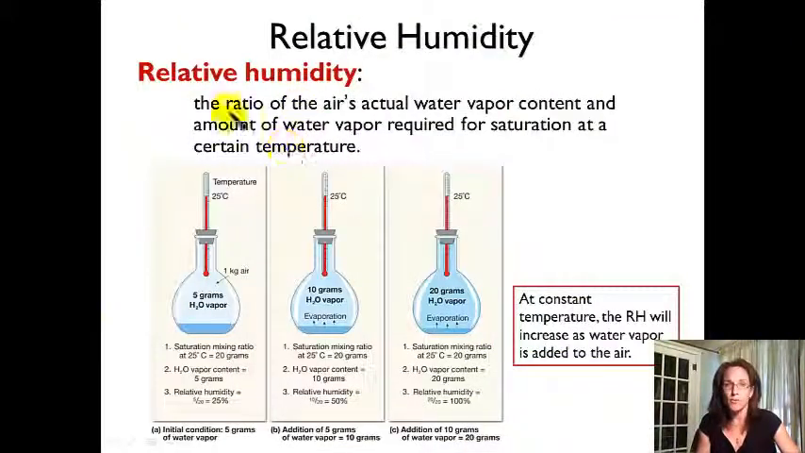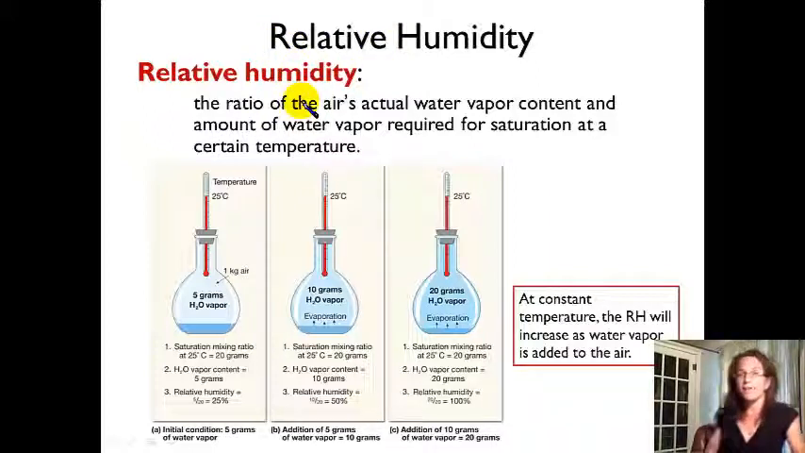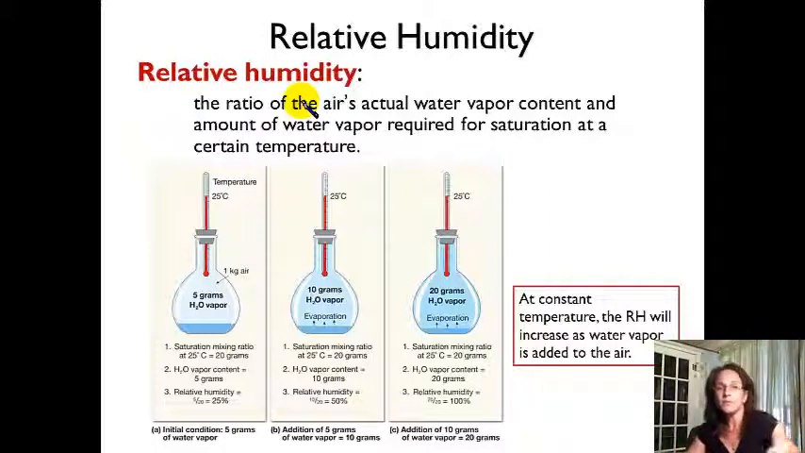Okay, so now let's talk about relative humidity. This is another way of expressing water vapor content in the atmosphere. And what we're doing here is we're saying how much actual water vapor is there in the atmosphere relative to the saturation amount at a certain temperature. So a key here is that relative humidity is temperature dependent. So if we change the temperature, the relative humidity will change if we keep the same amount of water vapor.